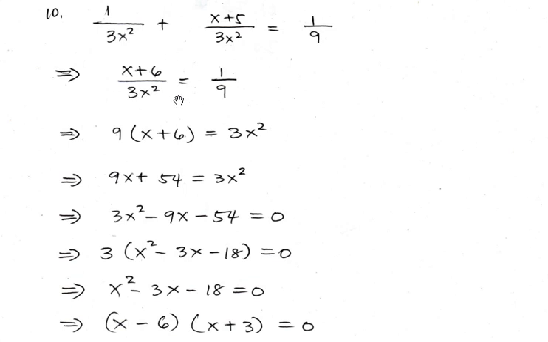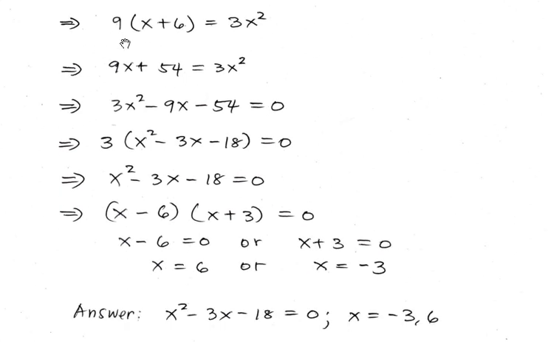Having this expression, we can cross multiply. So cross multiplying, we have 9 times quantity x plus 6 equals 3x squared. Expanding 9 times x plus 6, we have 9x plus 54 equals 3x squared. Let's transpose all these terms to the other side. That becomes 3x squared minus 9x minus 54 equals 0.